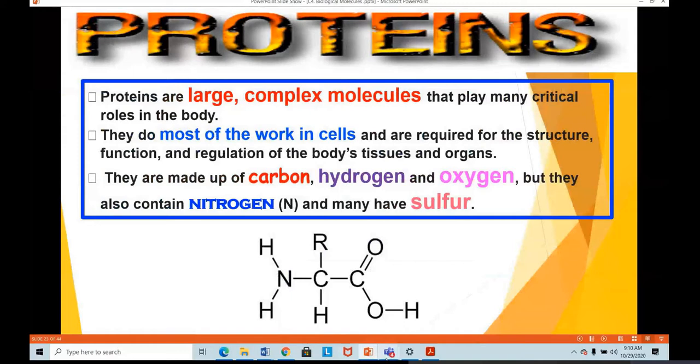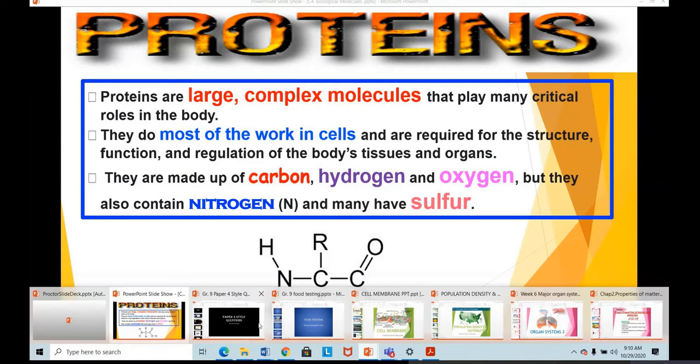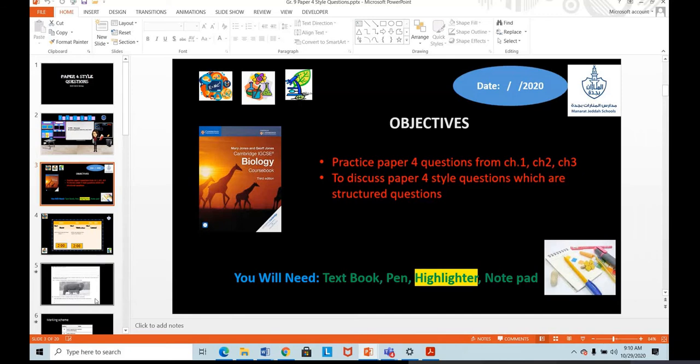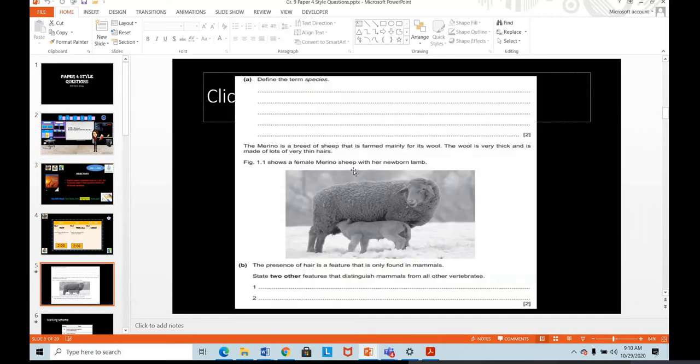I also assigned you the homework. You may submit it over the weekend whenever you're free. So there are two presentations over here. This is a presentation of paper 4 styled questions, okay, which you didn't do so far. All right, so these would be structured questions. I'm going to explain in detail as to how you will answer these questions. So they would be more than 2 to 3 line questions like this.